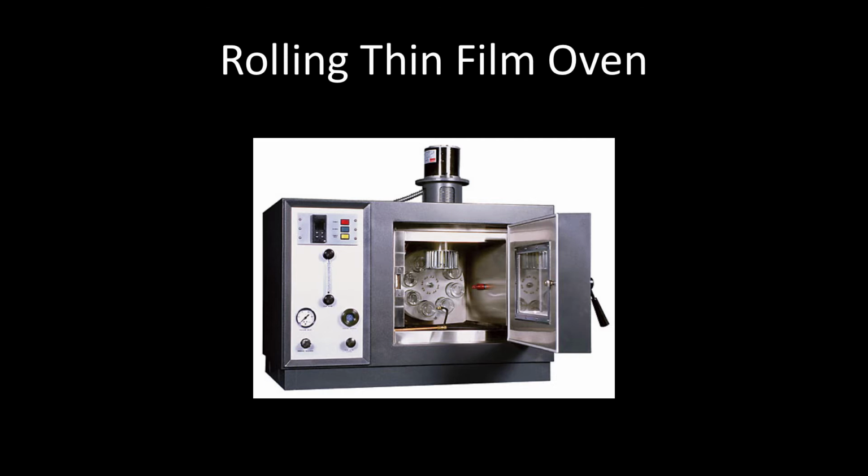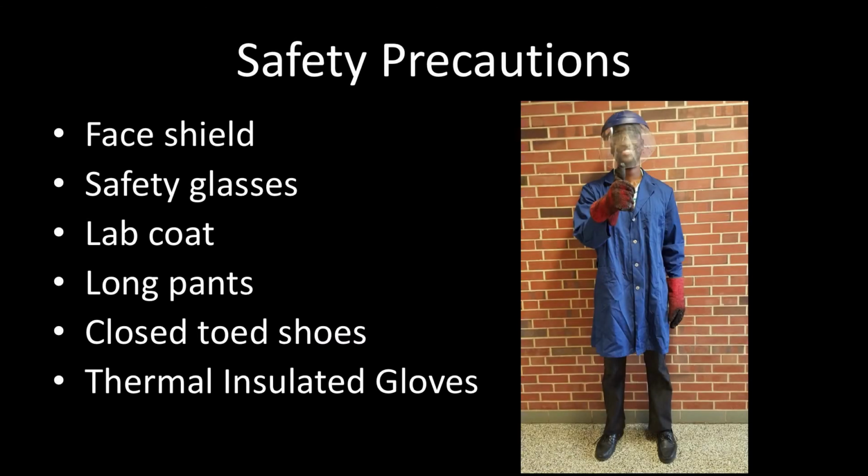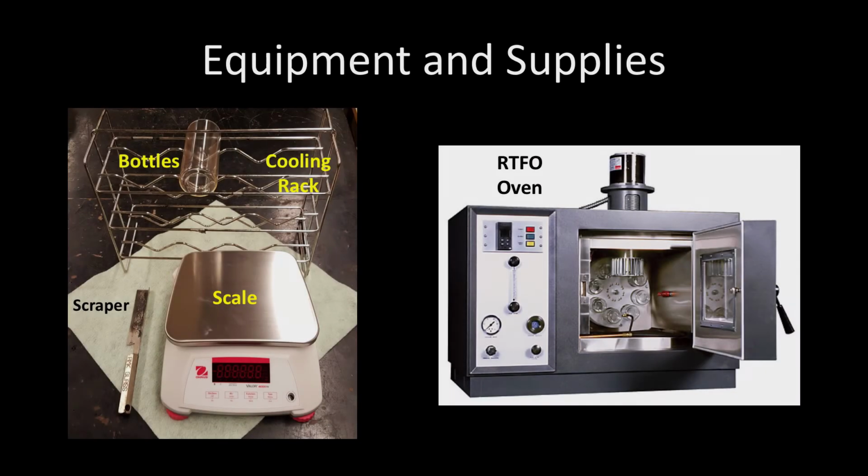The RTFO test serves two functions. One, it provides simulated short-term aged asphalt binder for testing, and two, it allows for screening of binder susceptibility to volatile loss. When performing the RTFO test, the following safety precautions are required: a face shield, safety glasses, a lab coat, long pants, closed-toed shoes, and thermal insulated gloves. The following equipment and supplies are required for conducting the RTFO test: an RTFO oven, glass bottles, a scraper, a cooling rack, and a scale.